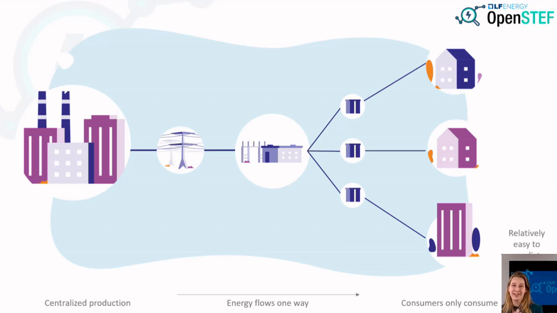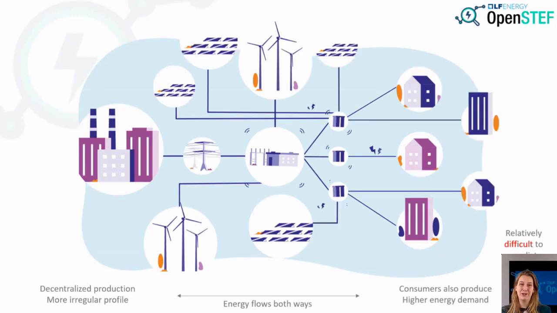Let me give you a short recap of what we are struggling with. So the grid used to look like this. Nice and easy, not too complex. On the left side, we had centralized production. Then energy would flow one way to the consumers. And we as consumers just consumed energy. And this was fairly easy to predict. However, currently, it looks more like this. This is, of course, still simplified. Instead of one centralized production point, we have decentralized production of wind and solar. And besides being decentralized, it's also more irregular. It's difficult to predict, and we're not able to steer it.